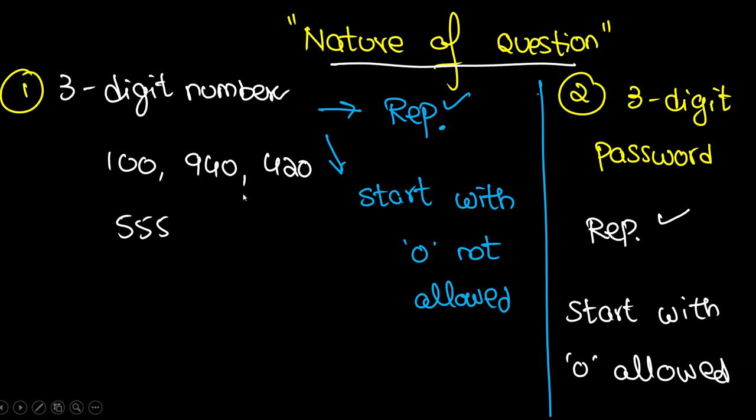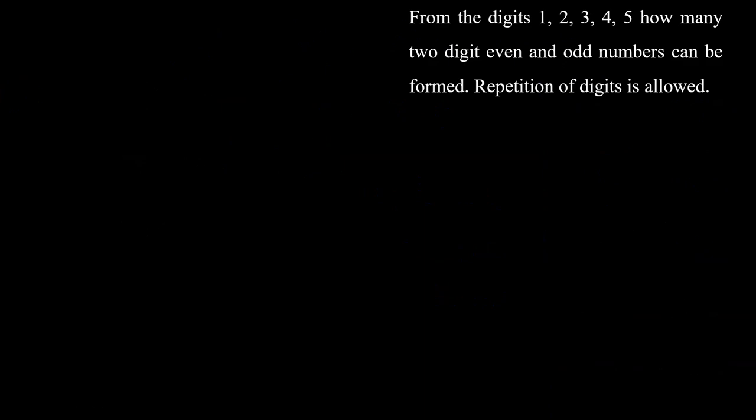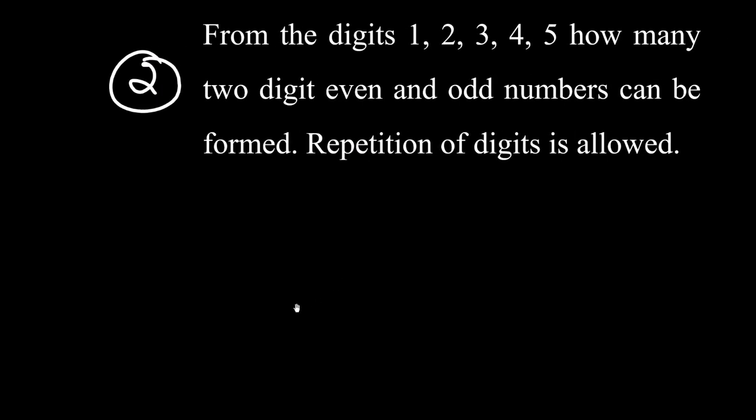Right, now I'll see the next question. The first question, a very basic question, we took. I said we'll start with the very basics and slowly move to the next level. Now my next question is: 1, 2, 3, 4, 5. How many two-digit even numbers and two-digit odd numbers can be formed? Repetition of digits is allowed.